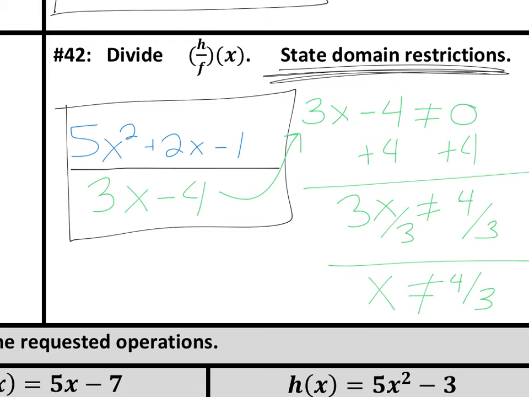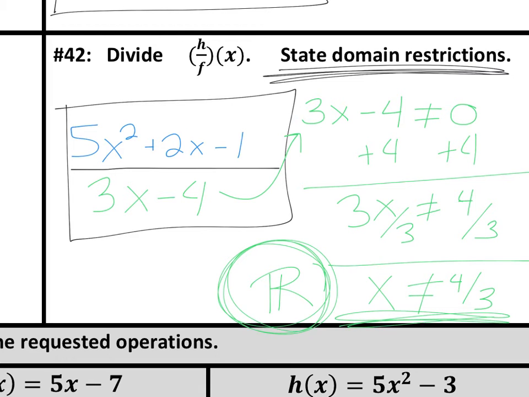Okay, this domain is also going to have this capital looking R, and that R means that x is allowed to equal all real numbers, so like not imaginary numbers, except that x is not allowed to equal 4/3. So x can be anything except for 4/3.